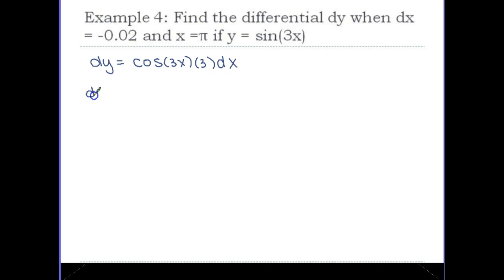So now we want to know what is dy at the instant when x equals pi and dx is negative 0.02. So that means we're looking at the cosine of 3 pi times 3 times negative 0.02. So what's the cosine of 3 pi? Negative 1. And 3 times negative 0.02.